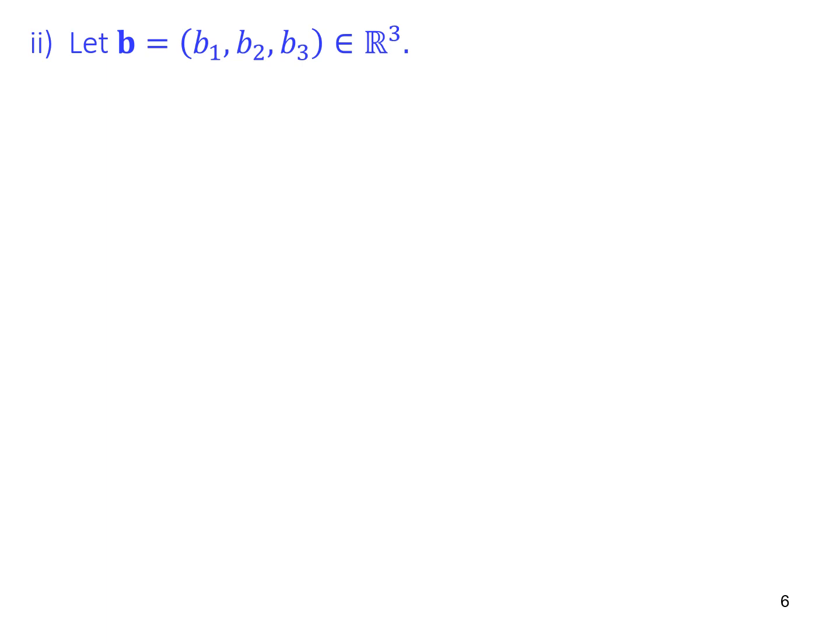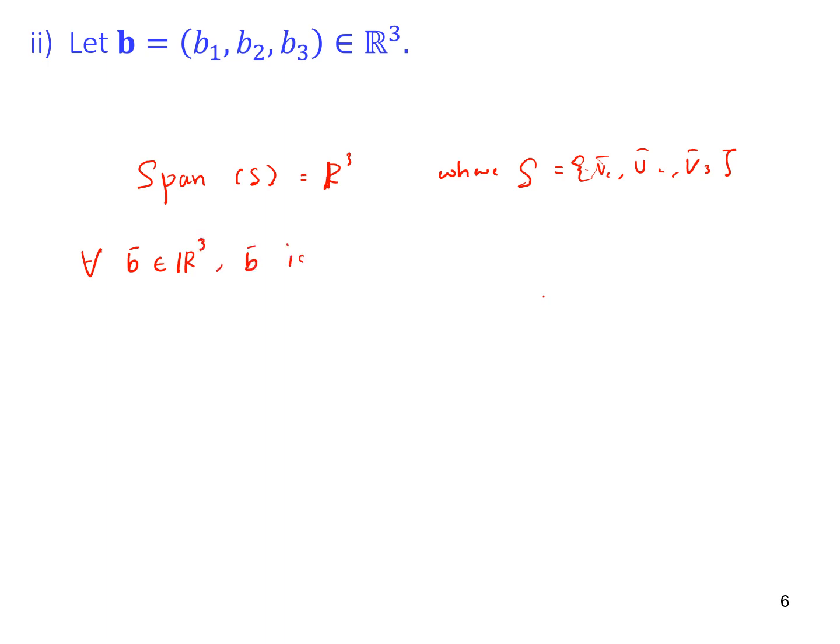To complete the proof of S being a basis for R3, in the second part, we have to show that span S is equal to R3, where S is the set of V1, V2, and V3 as given in the question. Recall that to show that S spans the vector space R3, we have to show that for every vector B in R3, the vector B is in span S.